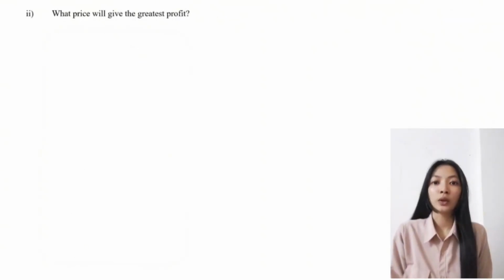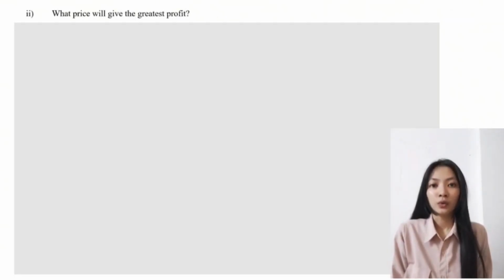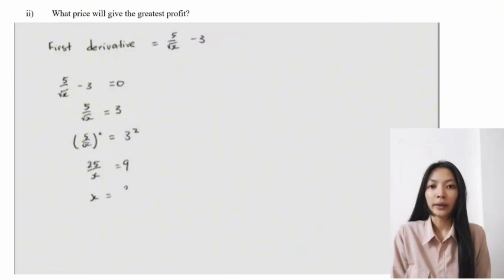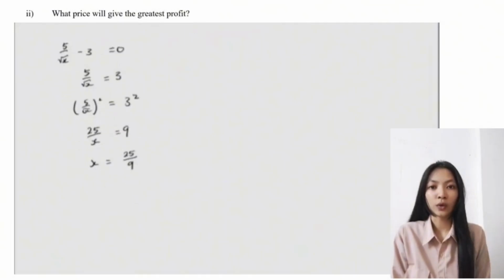Question 2. What price will give the greater profit? First, we find the first derivative of the profit function, which is equal to 5 over square root X minus 3. Then we let the first derivative of the profit function equal 0 to find the quantity at the greater profit, which is 5 over square root X minus 3 equals 0. Then 5 over square root X equals 3. Then square both sides to cancel the square root. Then 25 over X equals 9. Then lastly X equals 25 over 9.